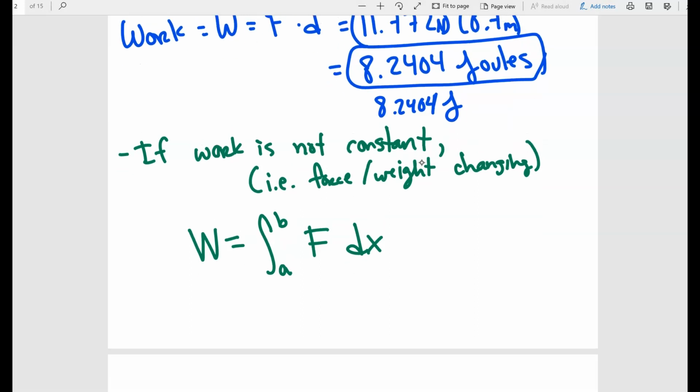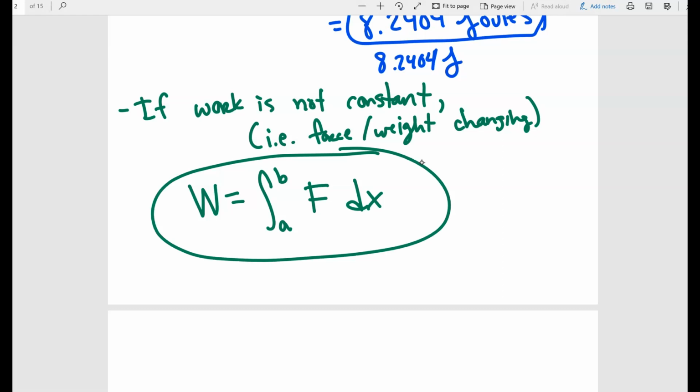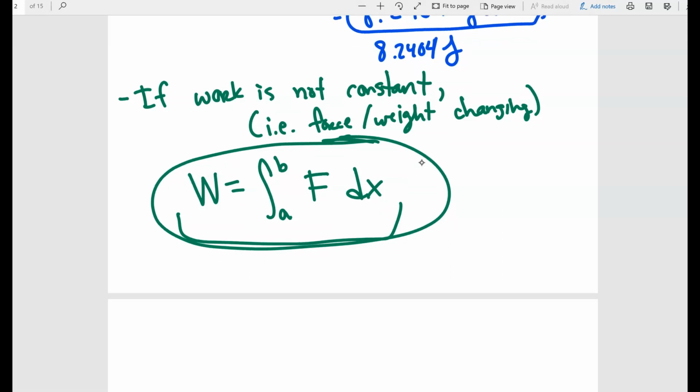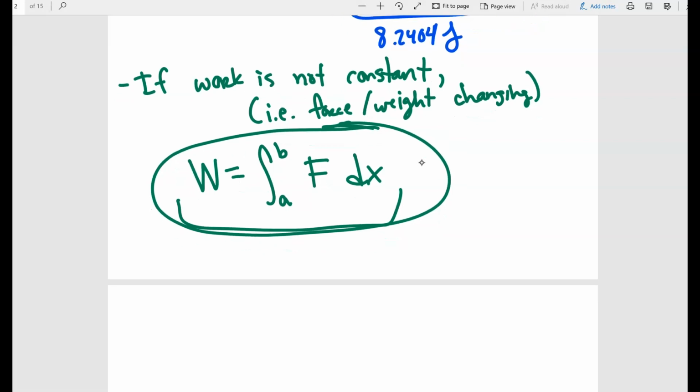So this is what you're going to be using if the work is not constant. If something is changing, for example, if you have a leaky bucket and water is continuously draining out of this bucket, then you're going to have different weight, and that's going to be affecting the amount of work. You can imagine that it might be a little bit easier if something is not as heavy. So work is not constant. This is how we're going to go ahead and do it. Think about taking each individual piece, adding them together, and then summing up all the forces. You're just going to get the work. Okay, so in the next video we'll do a couple problems on how to do work when it's not constant.